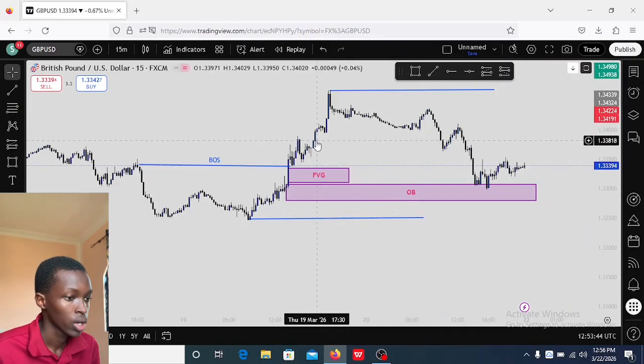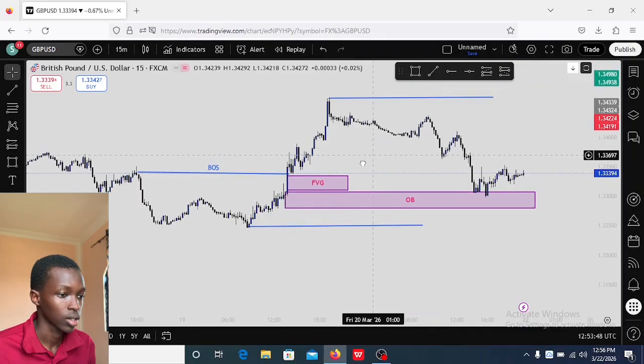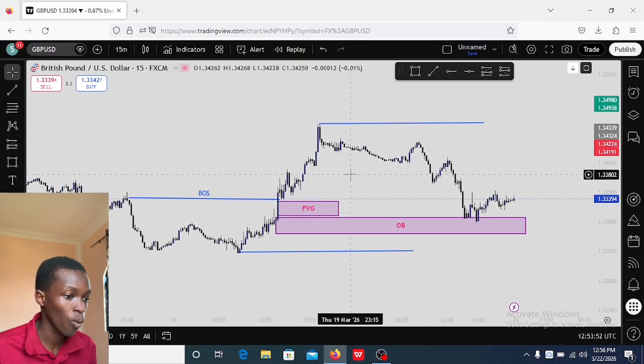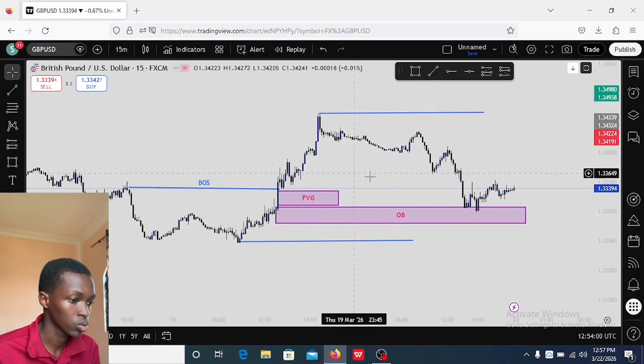But mind you, this is an old chart. I'm just showing you how I would have traded it if I was on the market live. That's how I would have traded it, so just keep on watching and see how it will go.